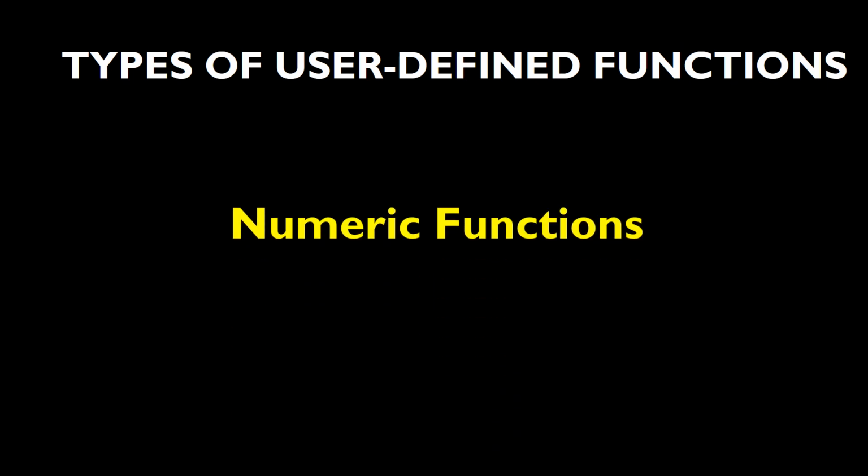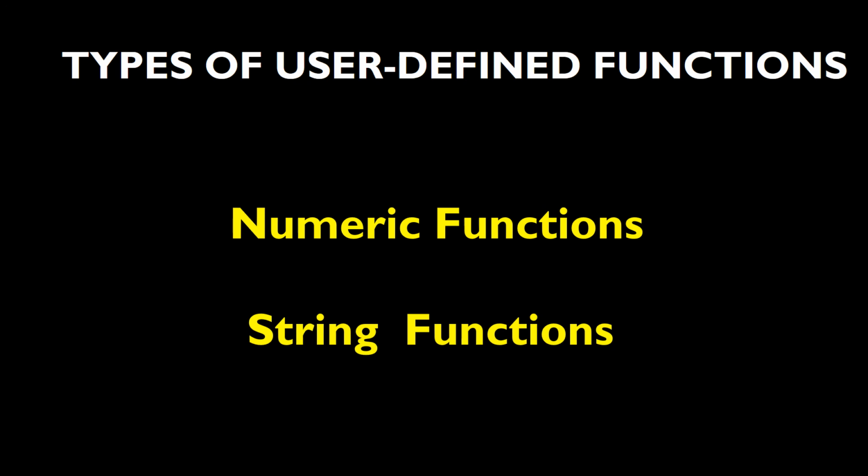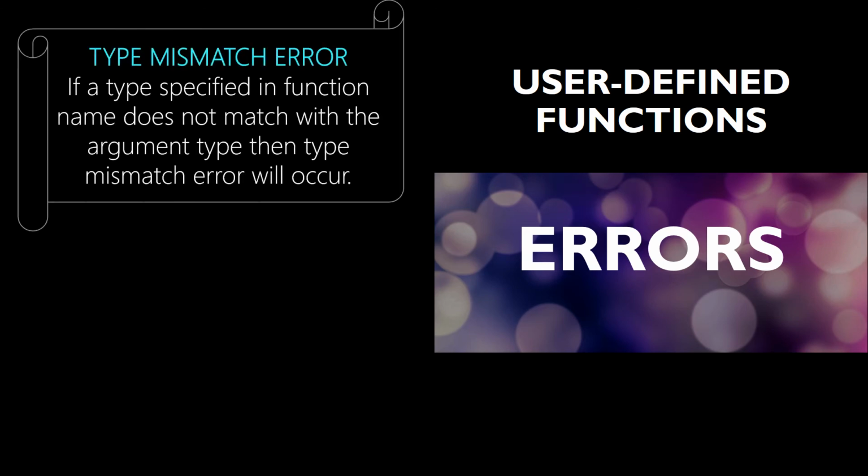There are two types of user-defined functions, numeric functions and string functions. The error which can occur in user-defined functions is the type mismatch error. If a type specified in the function name does not match with the argument type, then a type mismatch error will occur.